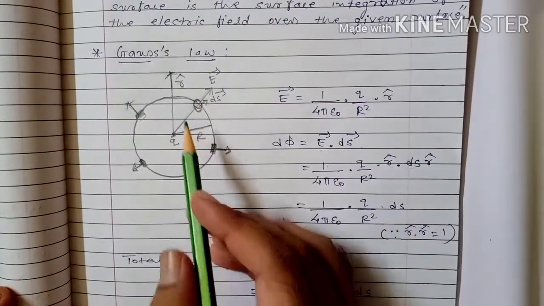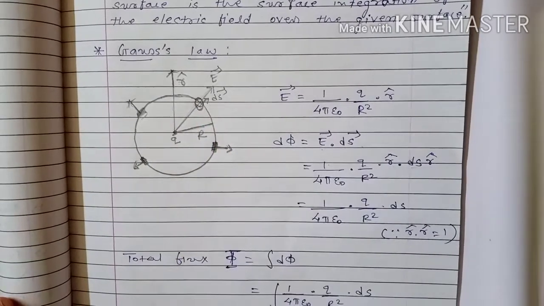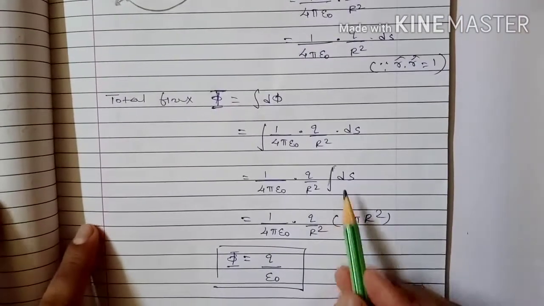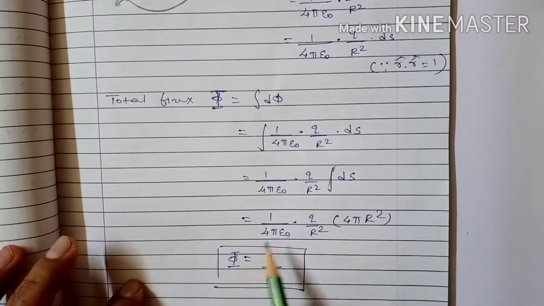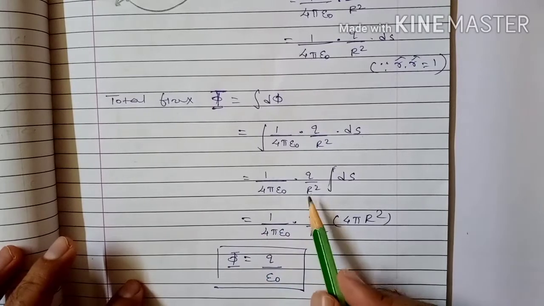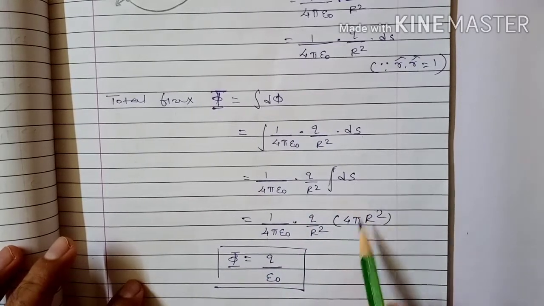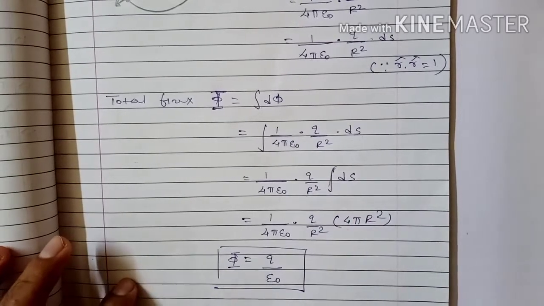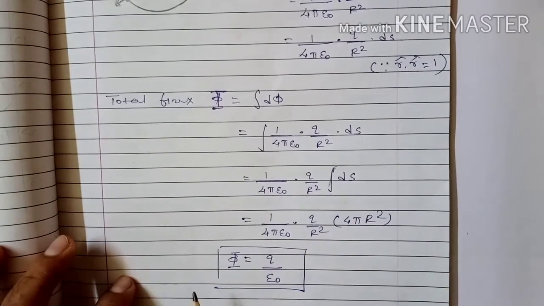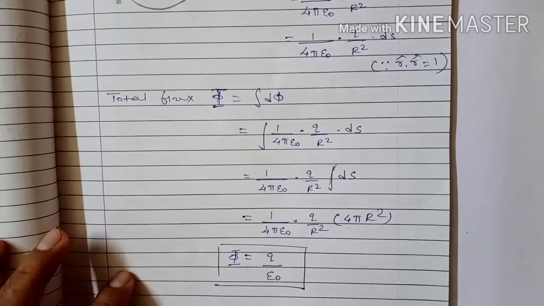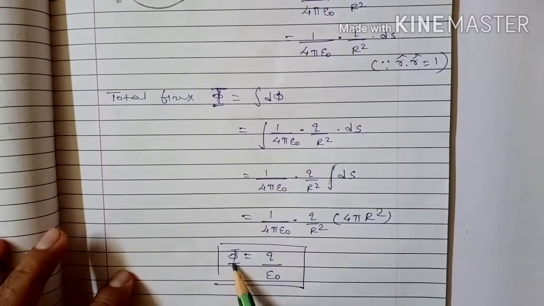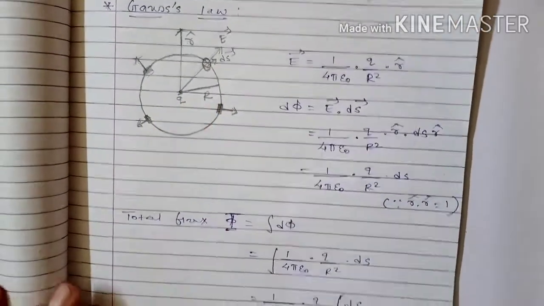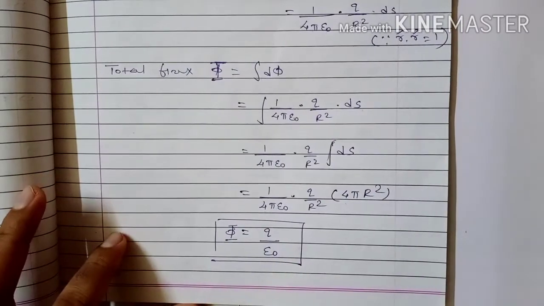This is the integration of the small area element, that will give you the total area of the sphere. What is the total area of the sphere? We know the formula of the area of a sphere. Area of sphere is given by 4 pi r square. So this can be written as 1 upon 4 pi epsilon naught q by r square as it is, integration of ds, that is the total area of the sphere, 4 pi r square. 4 pi will get cancelled. R square will get cancelled. What will remain? Q by epsilon naught. So the total flux linked with this sphere, this closed surface, is nothing but q by epsilon naught.